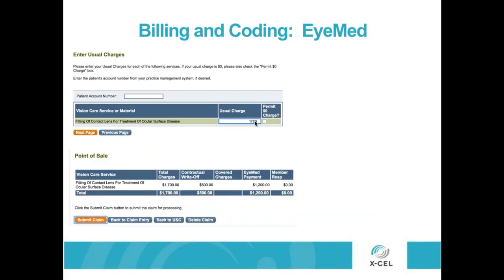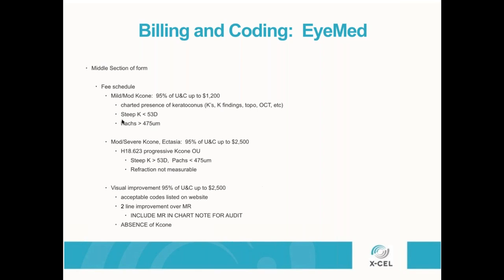And then you just put in your usual and customary charge as one lump sum. If it's bilateral fit for me, it's $1,700. For mild to moderate keratoconus, they will pay a maximum allowable of $1,200 on that. So here we can see the IMED fee schedule.